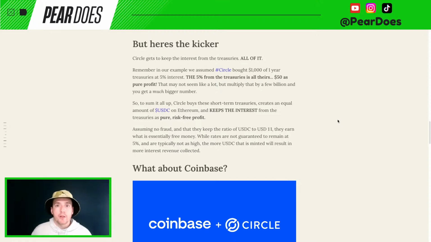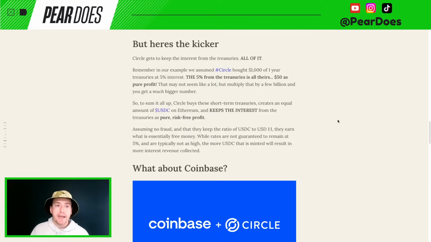10 people come in. They're like, I want $100 of USDC from you, Circle, please. And they take $100 from these 10 people. They give them each 100 USDC. Now Circle has that $1,000 back. They just bought these treasuries with their customers' money. Now they're earning 5% for free off of these treasuries.